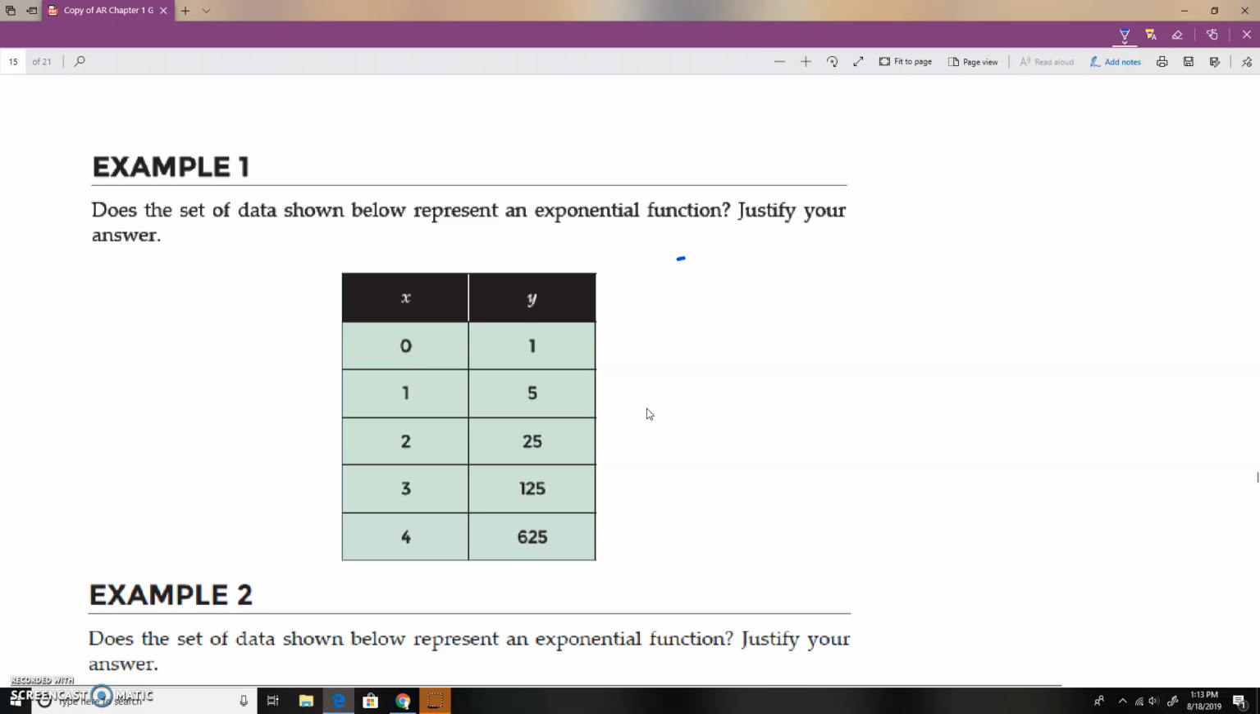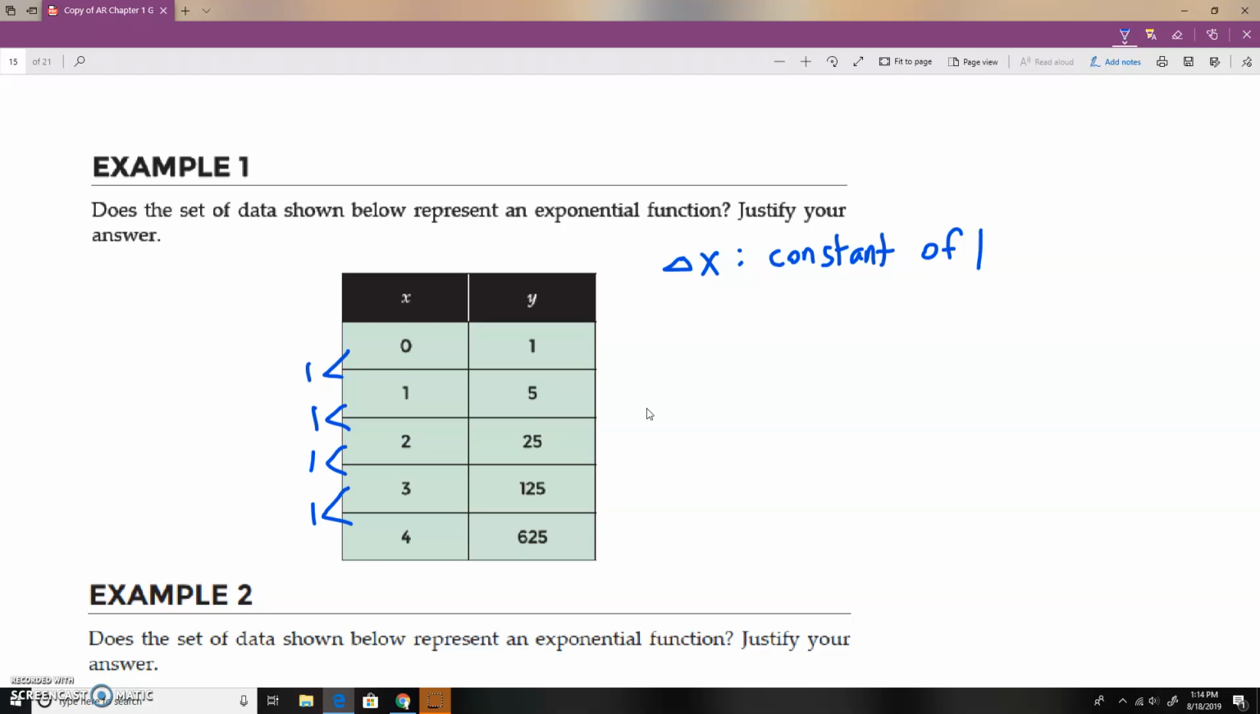The first thing we want to look at is our change in x. We want to see if it's constant. Well, first of all, our change in x each time here, you can probably very easily see, is simply just a value of 1. So we have a constant of 1.